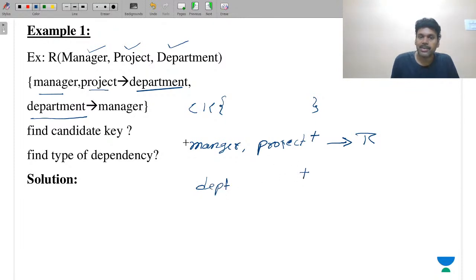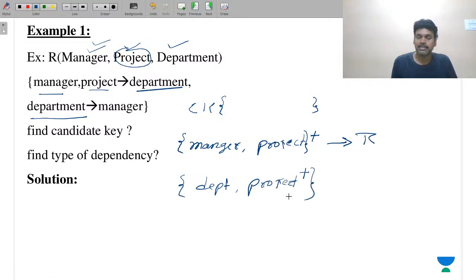Before you find the closure, we know the RHS: what is missed, what is not missed. You say that department appeared and manager appeared. The missed attribute is what? Project. So you add project here, because project is already there in the previous set. Now you find the closure. This also is giving you what? R. Very special case, overlapping dependencies.